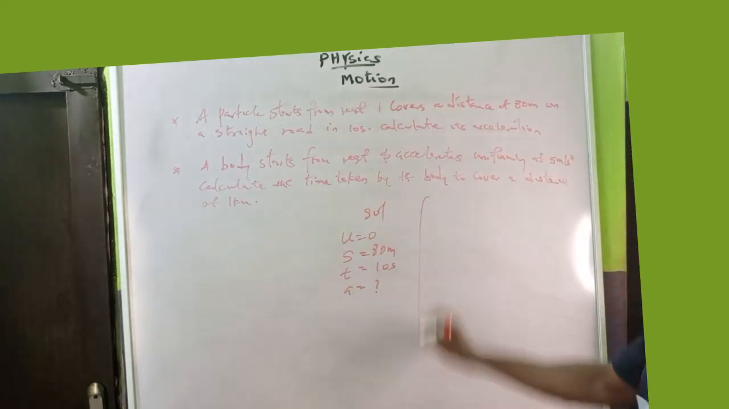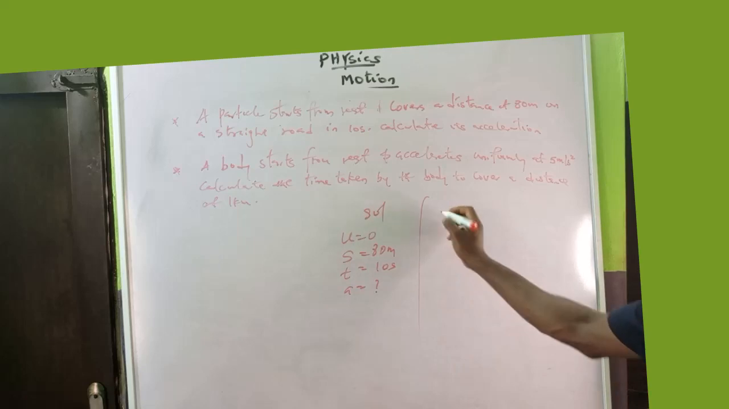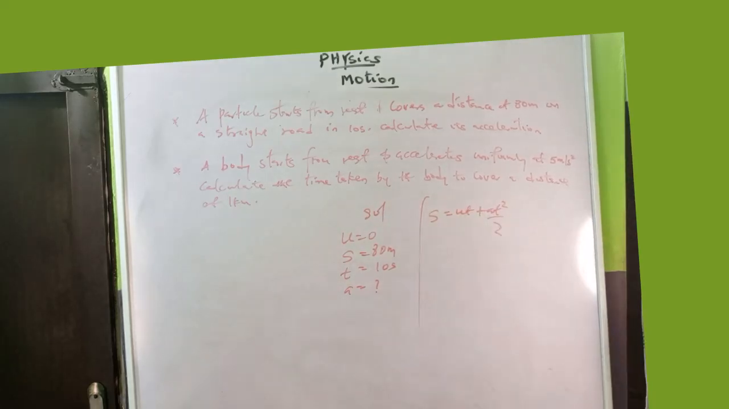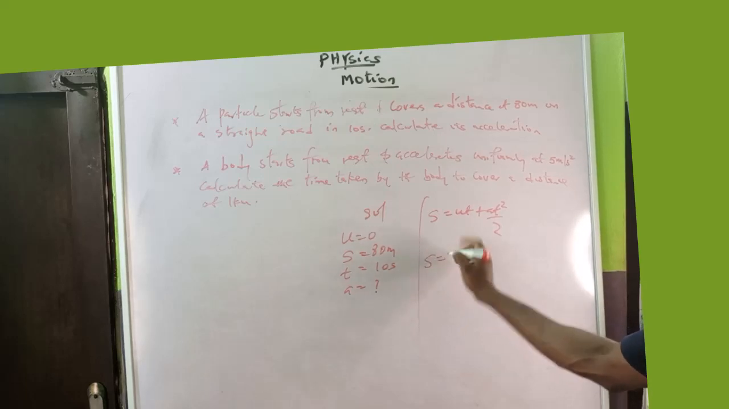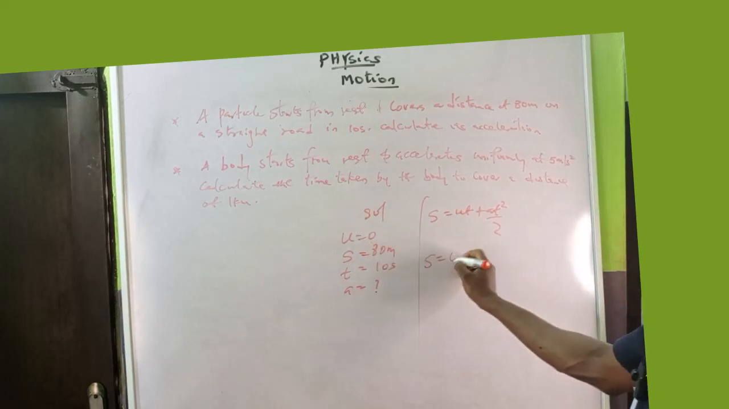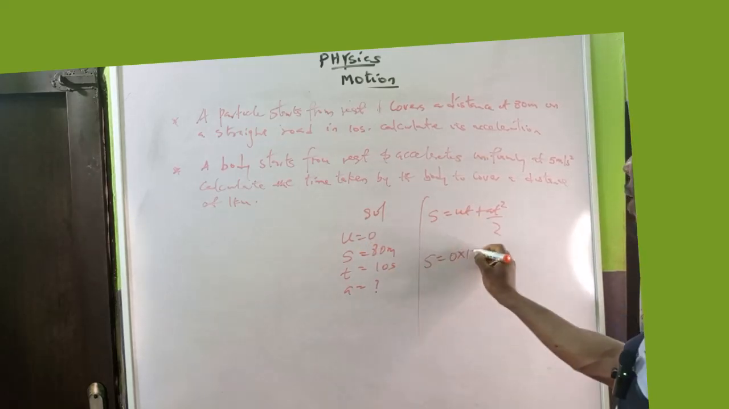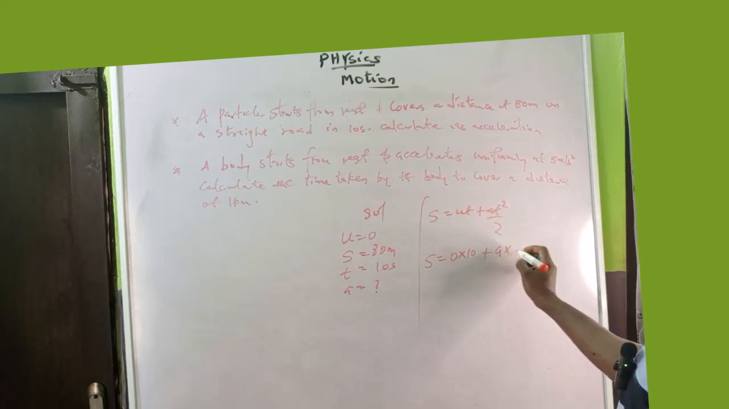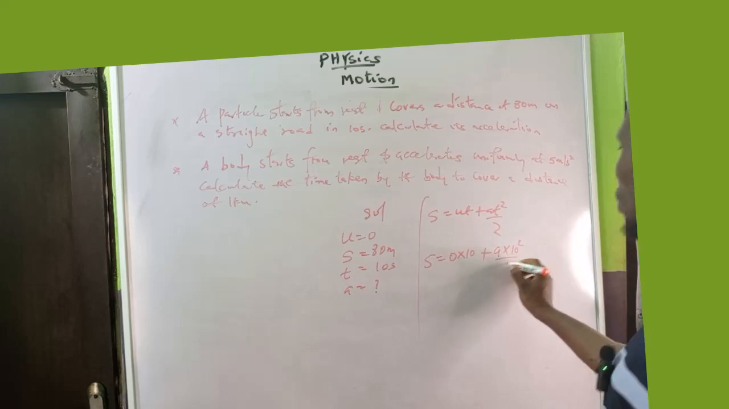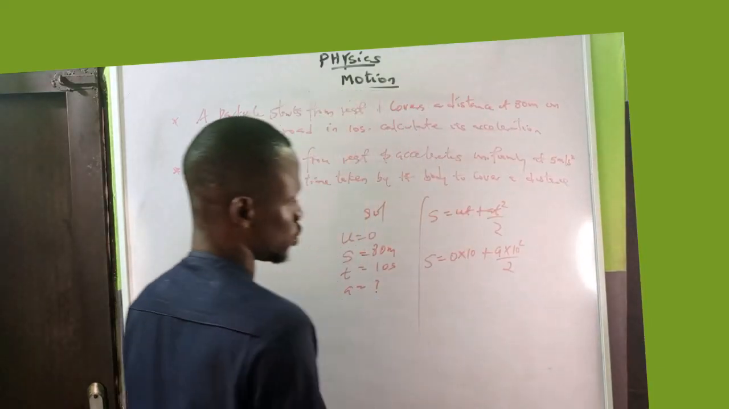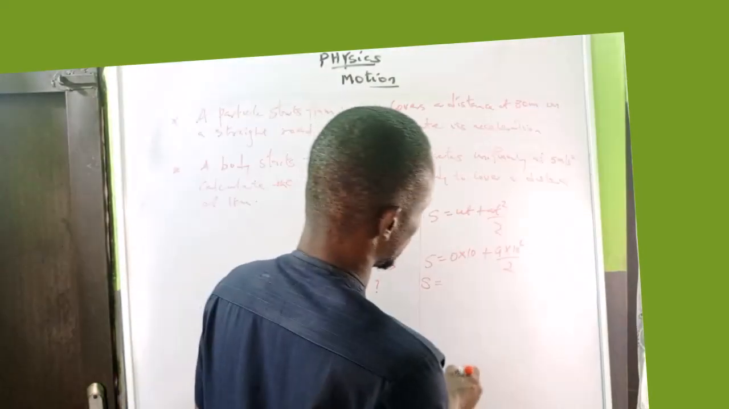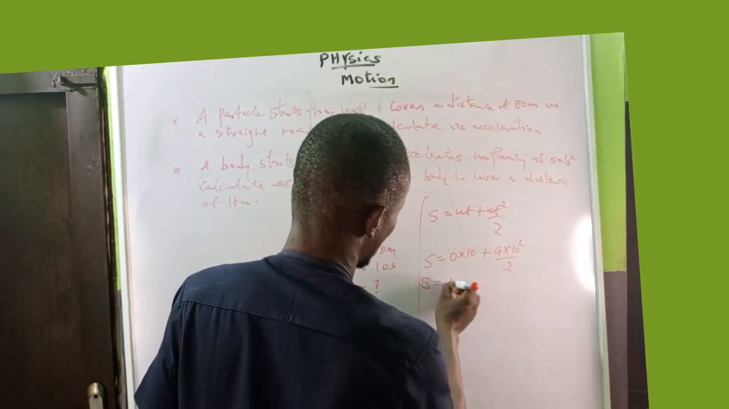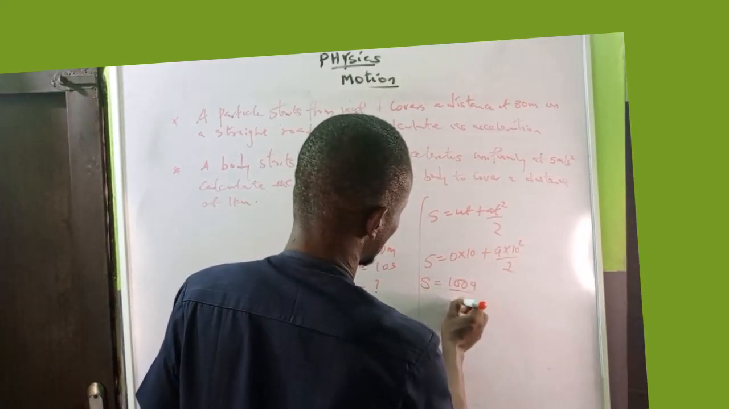Which formula is going to go here? S equal to UT plus AT squared over 2. So S is equal to U, which is 0, times time, which is 10 seconds, plus A, which is what we are looking for, times time again, 10 squared, all over 2. So S is equal to 0 times 10, which is 0, plus A times 10 squared, which is 100A, over 2.